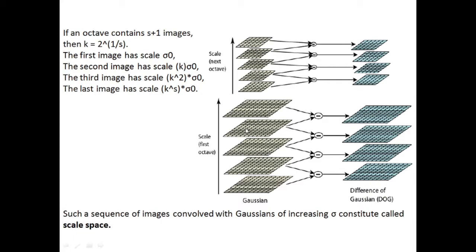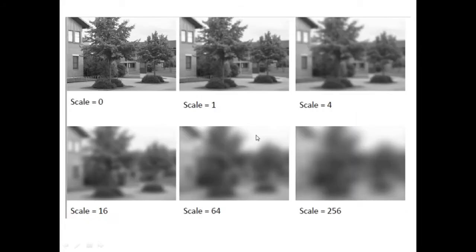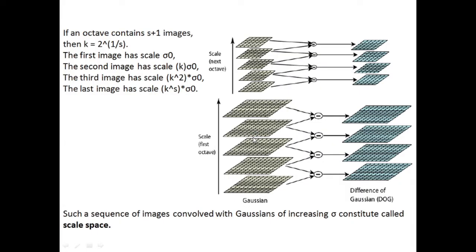Now all of these are nothing but L, where L equals G into I. What is G? G is the Gaussian operator, and I is the original input image. So this is one scale, another scale, and so on. Let us assume I have 5 images in this octave. I need to perform the difference of Gaussian, because these are the Gaussian results. If I perform the difference of Gaussian between these two images, I get this result, and for these two the result is this one, and for the next subtraction it will be this one.